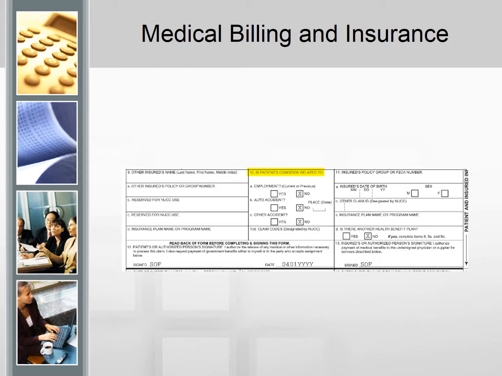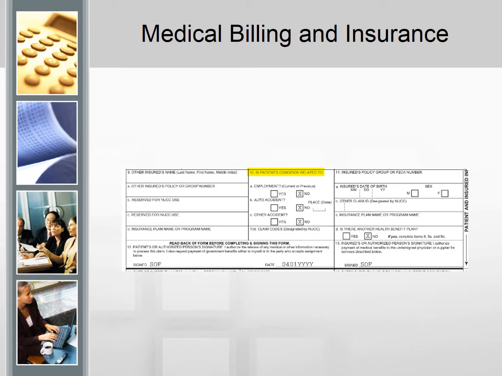Line C is asking us for an insurance plan or program name. This is not talking about the insurance itself. So for Ann Adams, we would not enter the word Aetna here for that insurance. That information has already been provided in block 1. This is talking about a different plan or program name that may be identified on the insurance card.